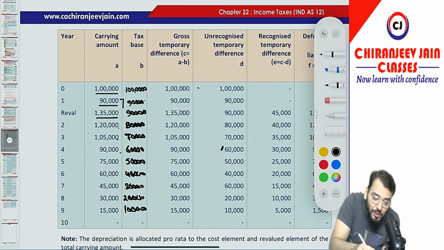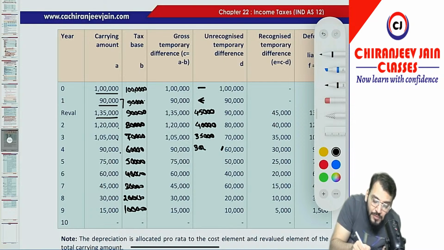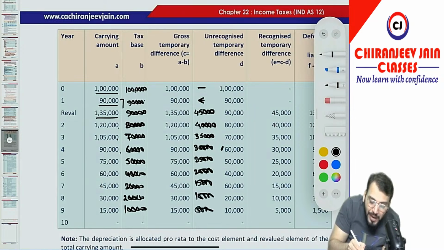You can see first here no difference. Here no difference. Here the difference will come, 45,000, on which it will create DTL. Then it will get reduced. Look, this will become 40,000. Now DTL will reverse. Then it will become 35,000. Then it will become 30,000. Then 25,000. Then 20,000. Then 15,000. Then 10,000. Then 5,000, nil.